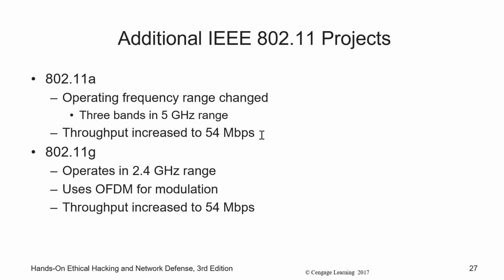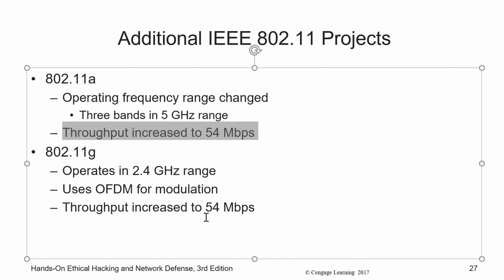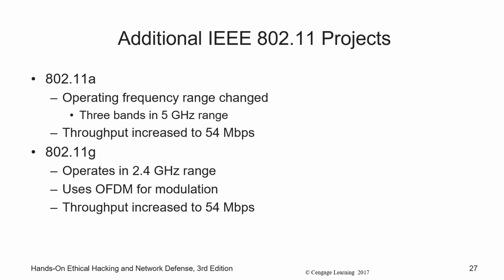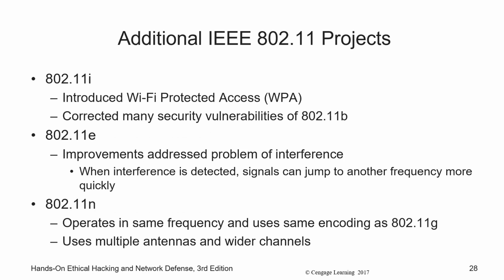802.11a, again, 5 gigahertz. The standard throughputs were increased to 54, and same with 11G. Using this modulation, again, using different algorithms allows you to increase that throughput while maintaining the original goals of the standard. 802.11i introduced WPA and fixed some of the security vulnerabilities in 802.11b. E was interference improvements, and N, just like G, allows you to use multiple antennas.